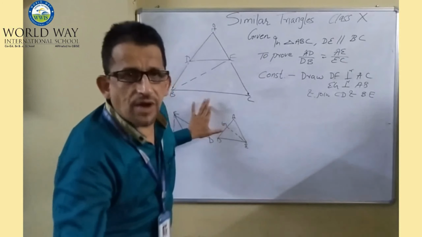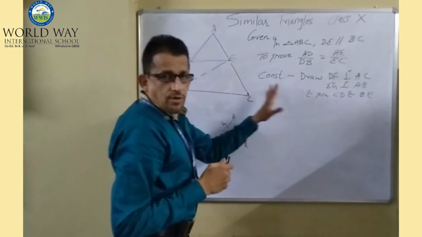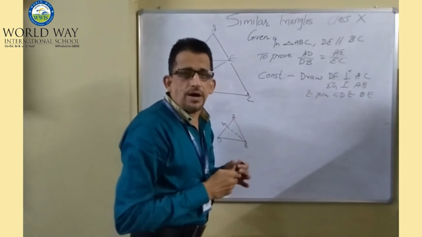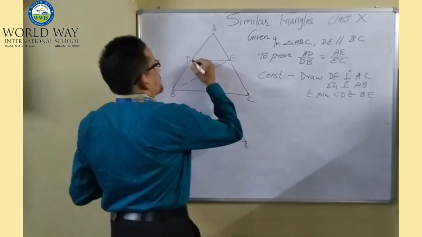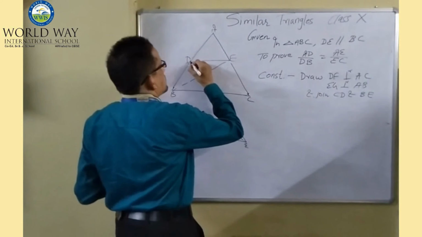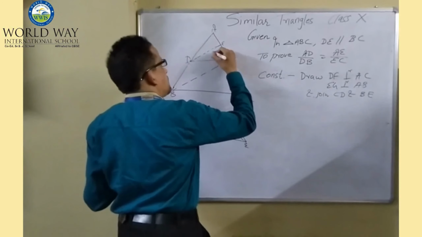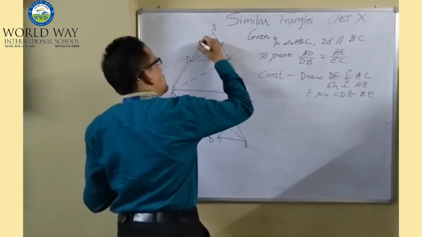Some construction is required here. It is very important that you show the construction part in the figure by dotted lines only. So first of all, draw DF perpendicular to AC. DF is perpendicular to AC. And then draw EG perpendicular to AB.